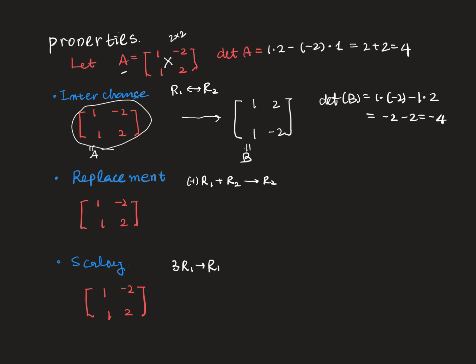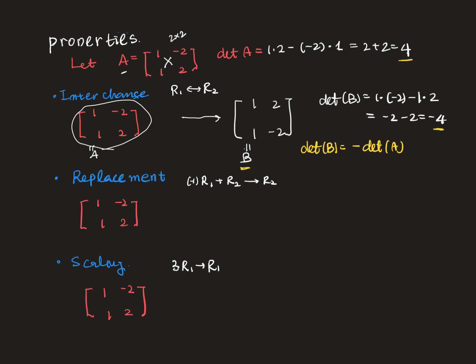So find the relation between the two determinants. Determinant A is 4 right here, guys. Determinant B is negative 4. So you're going to say determinant B is negative determinant A. So when you interchange two rows, the sign of the determinant is changed. That's the first property, guys.